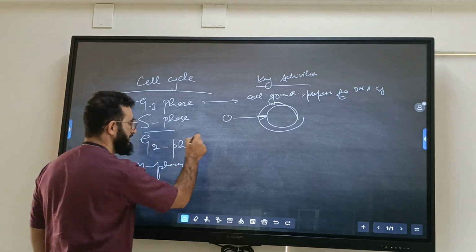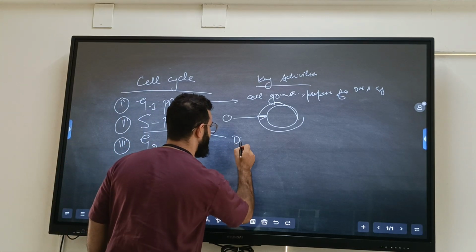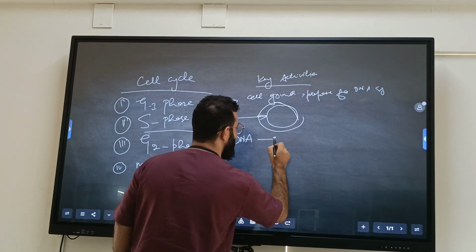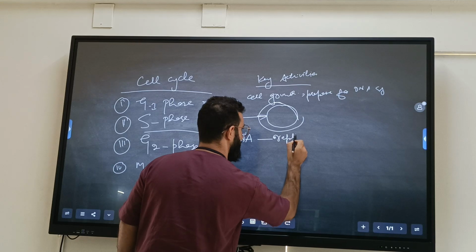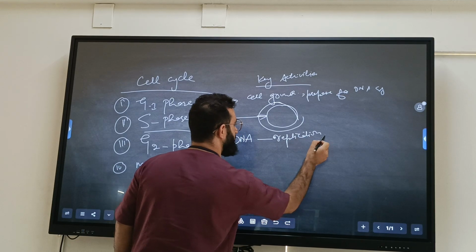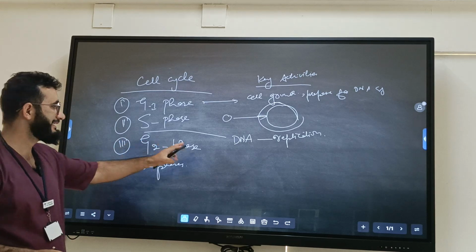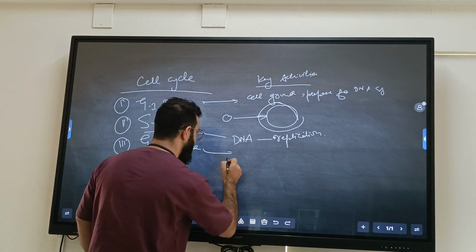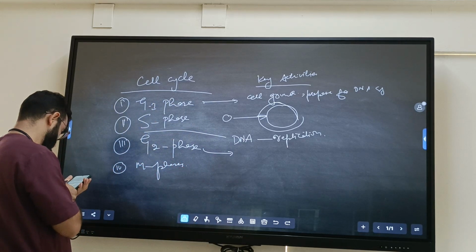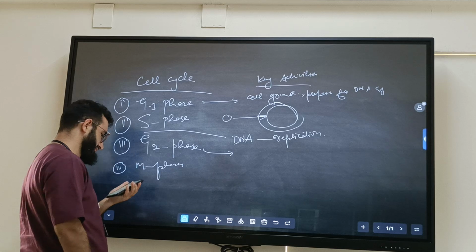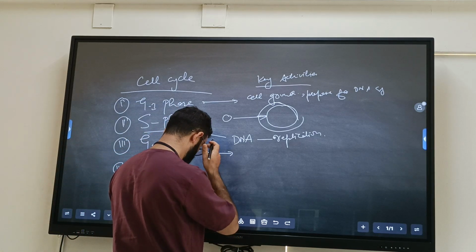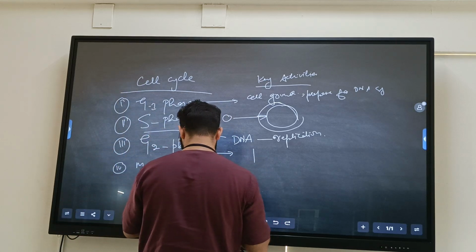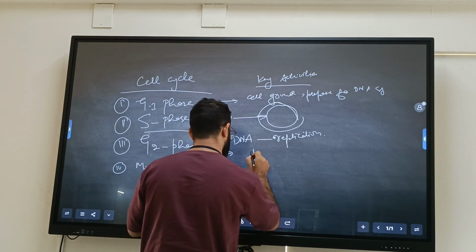In the S phase, there is DNA synthesis, or you can remember that as DNA replication. In the S phase, there is DNA replication. In the G2 phase, the cell prepares for mitosis, with division of the nucleus.